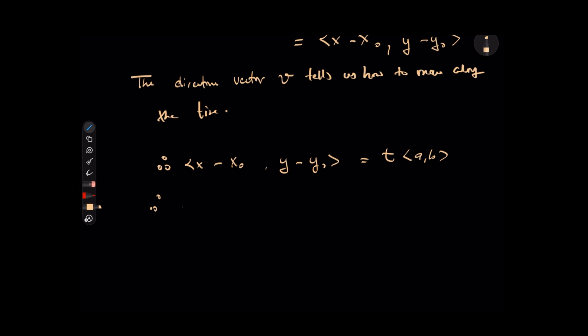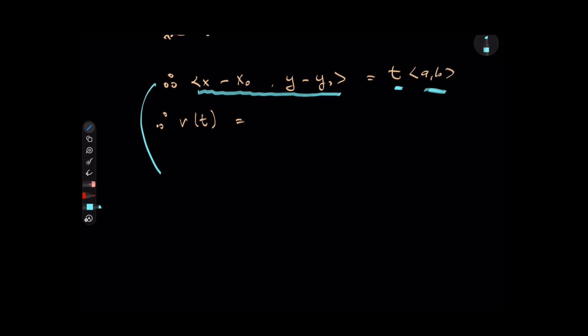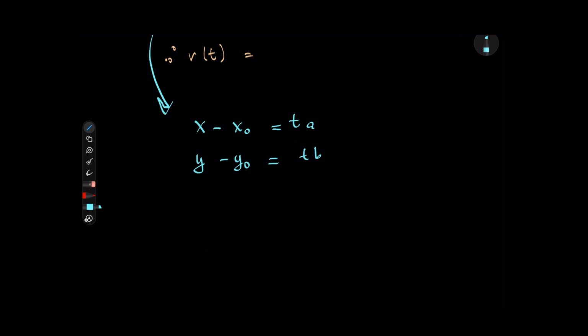That means that therefore r of t, so this part here is my r0, this is t, and this is v. So it means that x minus x0 is equal to t times a, and y minus y0 is equal to t times b. And then we transpose and make x the subject of the formula. So I get x is equal to x0 plus t times a, and y is equal to y0 plus t times b. And this is what we are looking for.